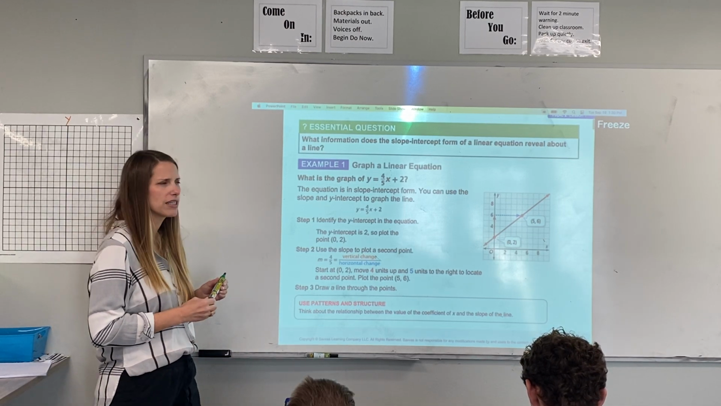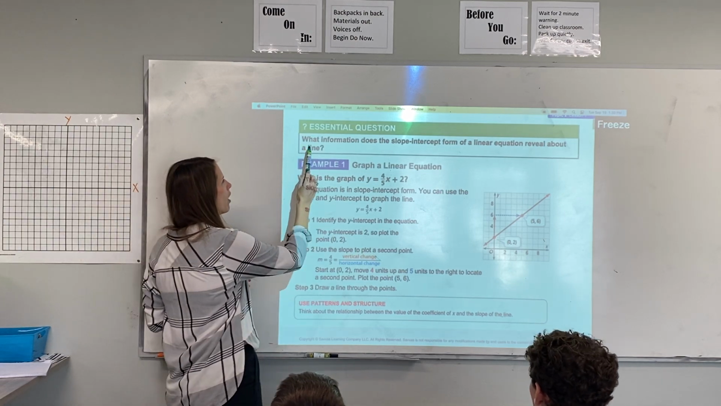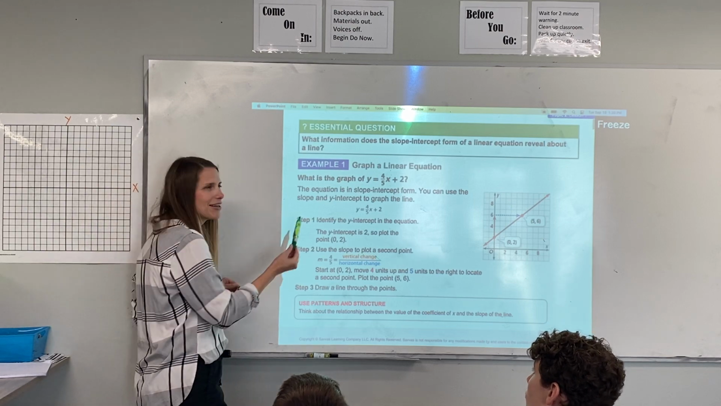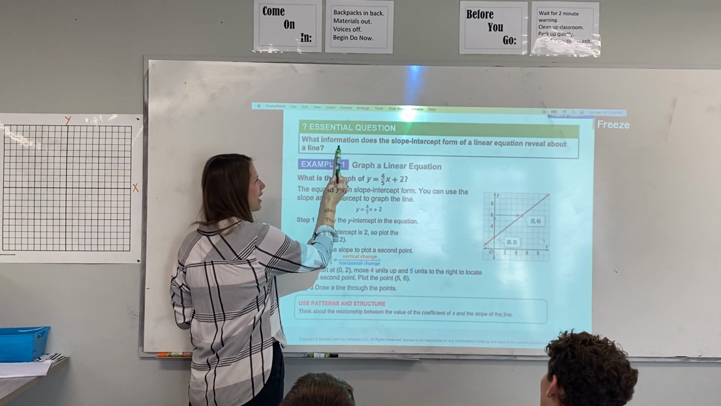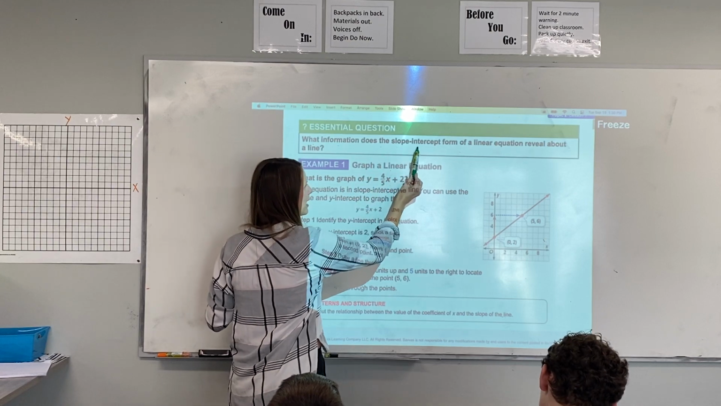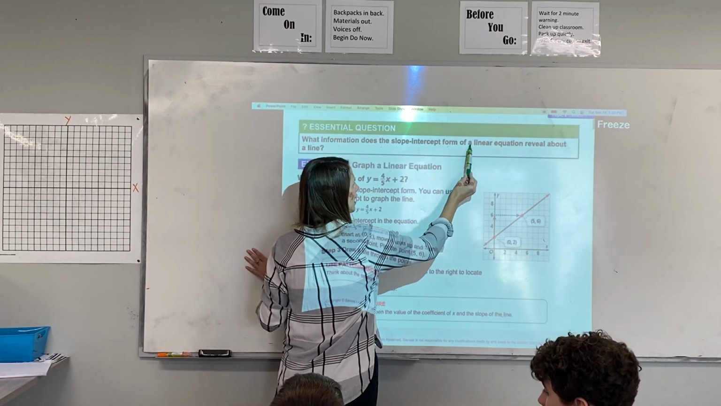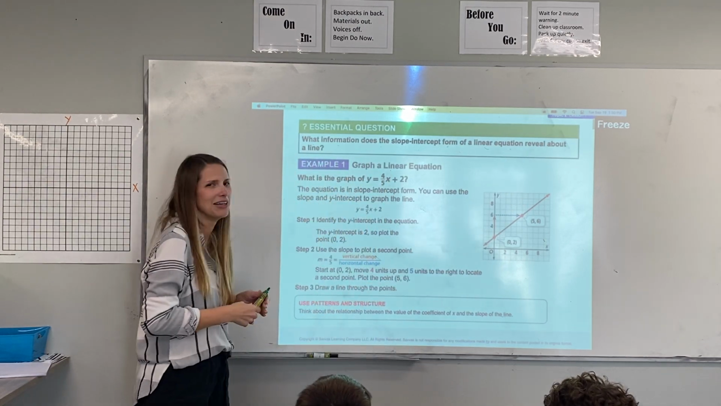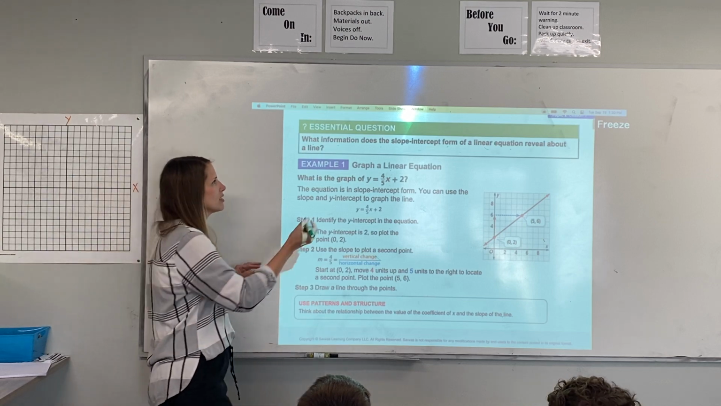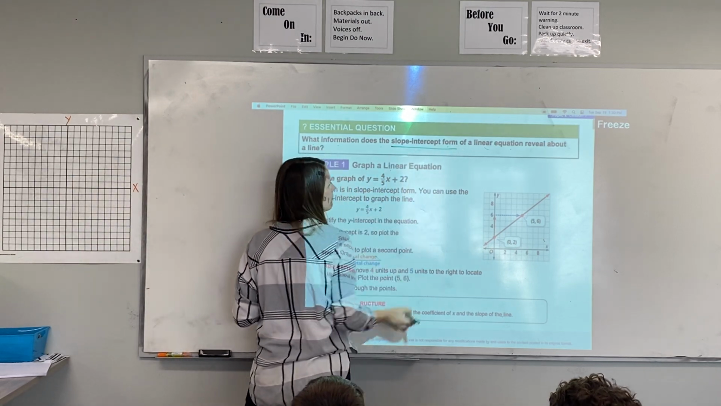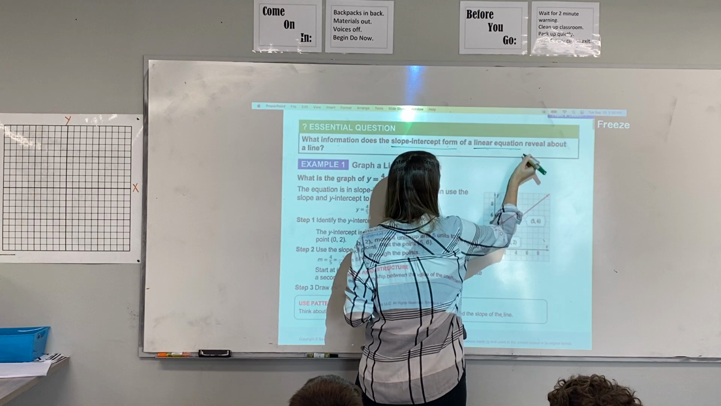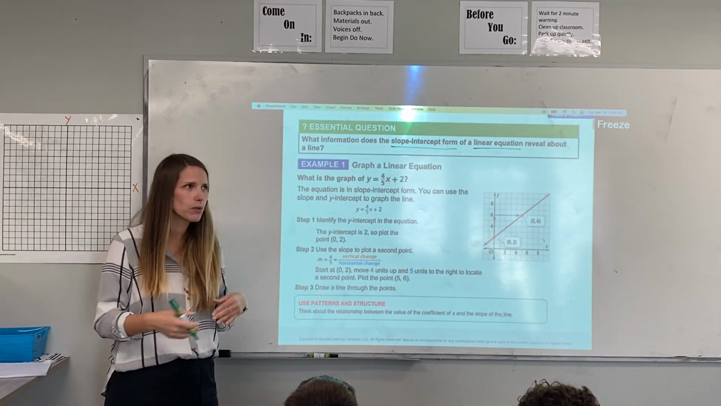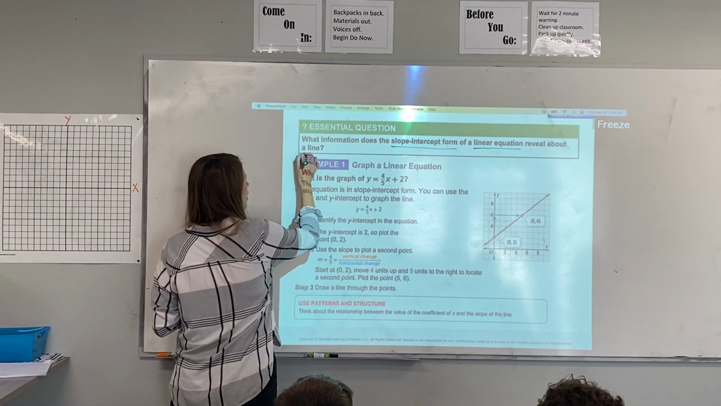Okay. So this is the essential question, and I think that some of us might be able to answer this before we even get started. Let's read it together. What information does the slope-intercept form of a linear equation reveal about a line? That's a mouthful, right? What does reveal mean? Like show or expose about a line.